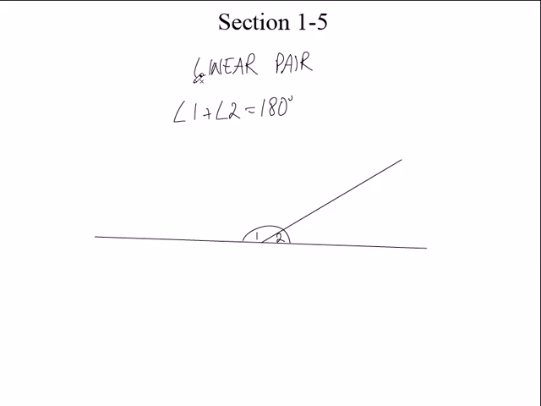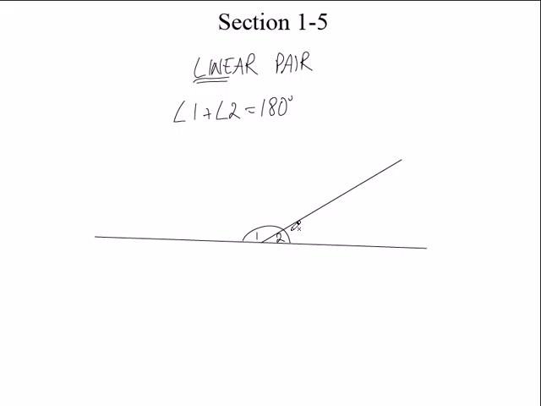What geometry word is in the word linear? Line. A line. And pair means what? 2. So this is talking about 2 angles, not 3 or 4 or 5, just 2 angles that form 180 degrees. And not just any 180 degrees, but a straight line. They can't just be 2 random angles that add up to 180. They have to be 2 angles that form one continuous straight line. Make sense? So that would be a linear pair.